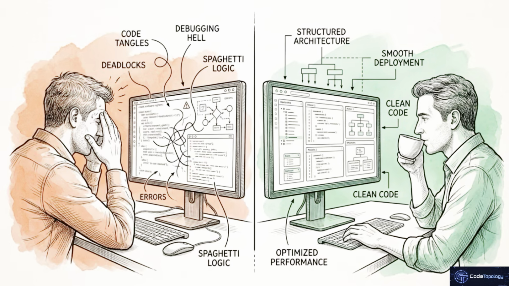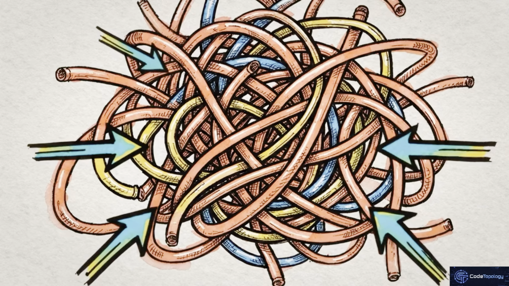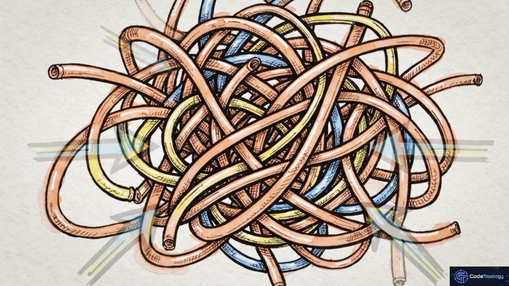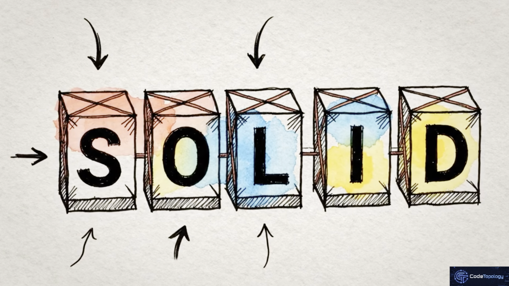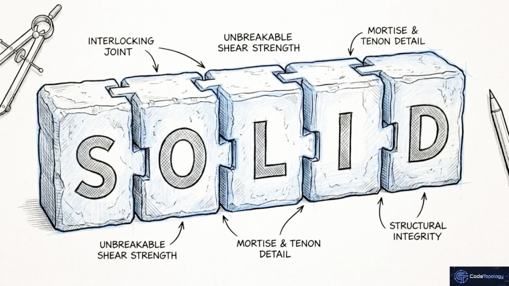Two engineers ship the exact same feature. 6 months later, one of them dreads every minor change request, while the other ships updates in minutes. The first codebase is a tangled mess, snapping under the weight of its own complexity. 5 specific rules govern that gap, the SOLID principles.